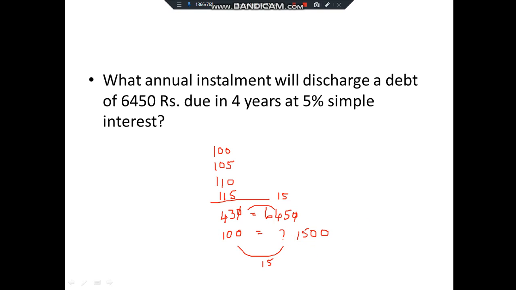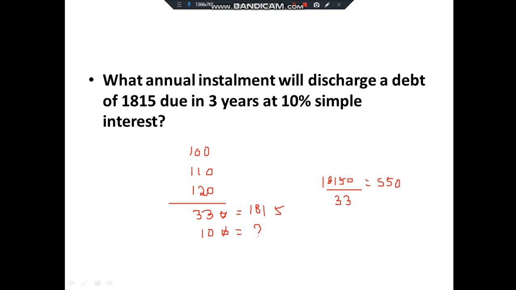And the last and final question, try to solve it. What annual installment will discharge a debt of 1815 due in 3 years at 10% simple interest? So this is our question. 3 years means start with 100, 10% means next year it would be 110, and next year it would be 120. In total it is 330, which is equal to 1815. So for 100, if you find how much it is, you will get the answer as 550.